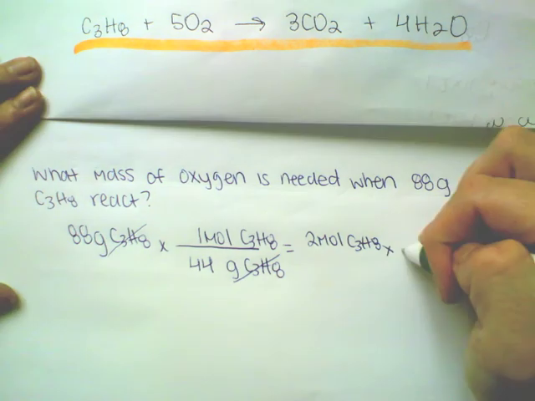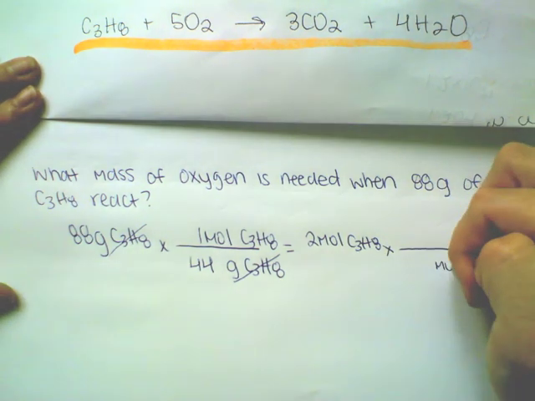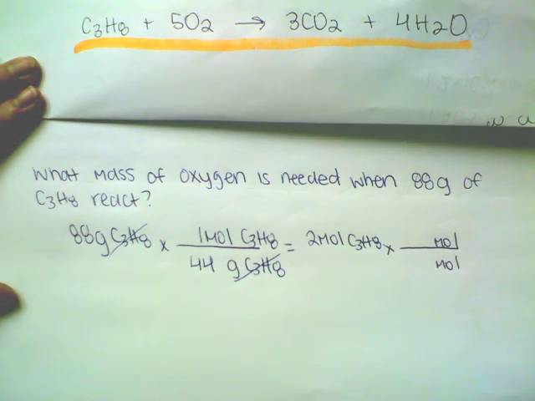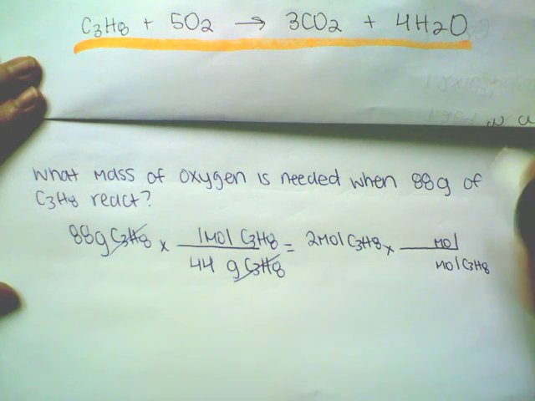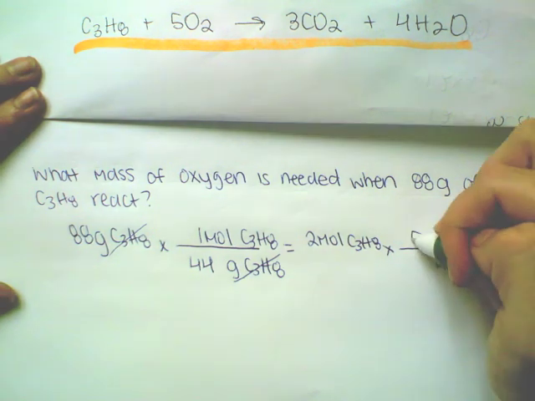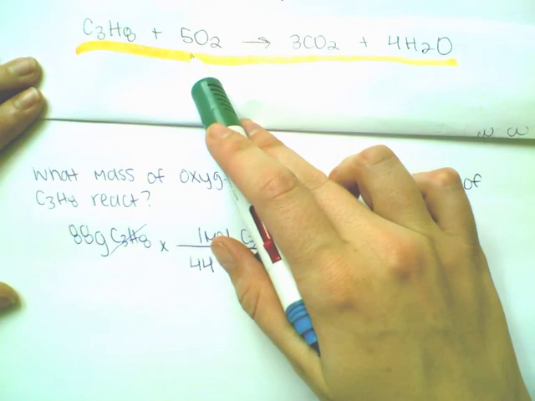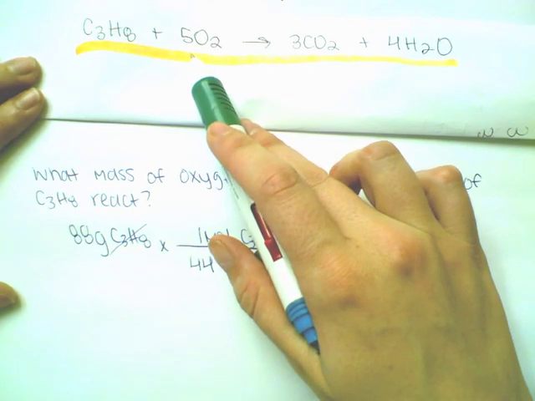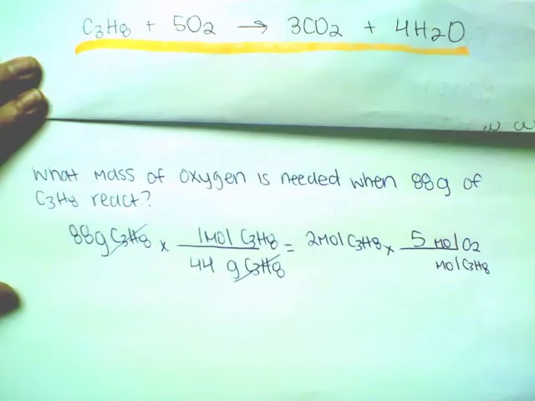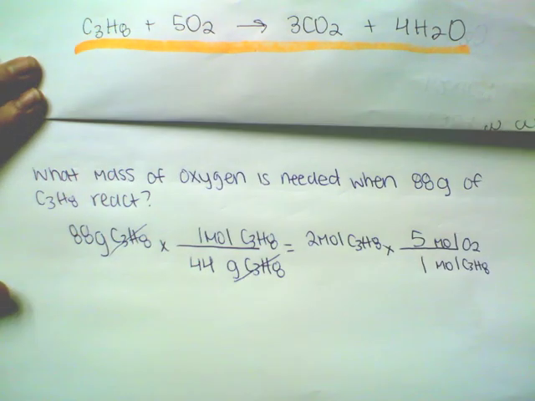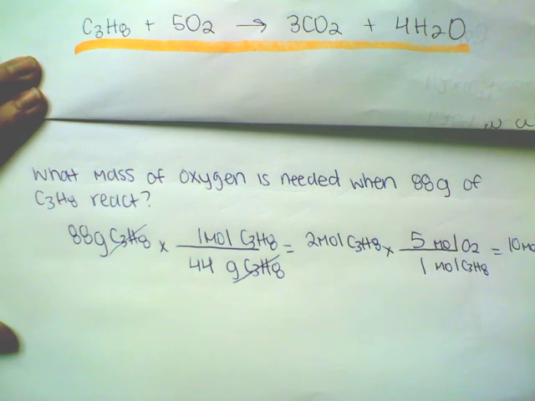Okay, our next step is to use the ratio of coefficients. Moles over moles. You're starting with moles of C3H8, so I'll write that on the bottom. And we are looking for moles of oxygen, so I'll put moles of oxygen on the top. The coefficient for oxygen is 5 based on my balanced equation, and the coefficient for C3H8 is 1. Okay, so 2 times 5 equals 10 moles of oxygen.